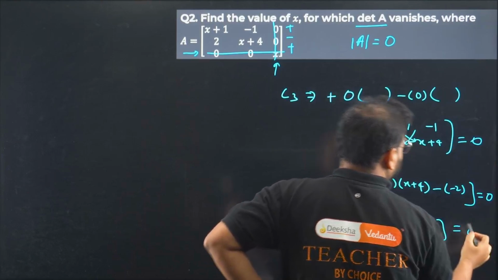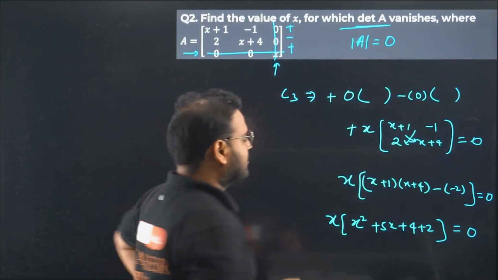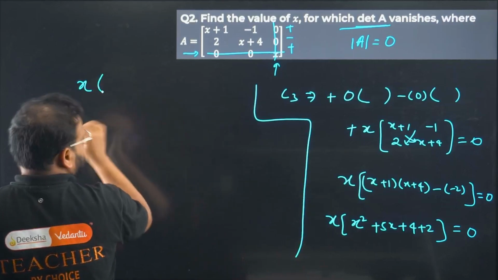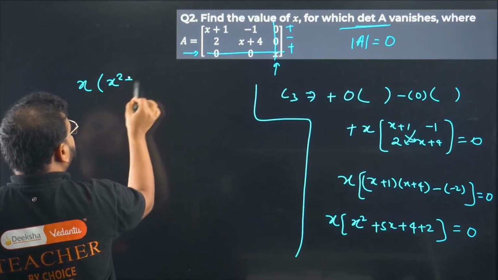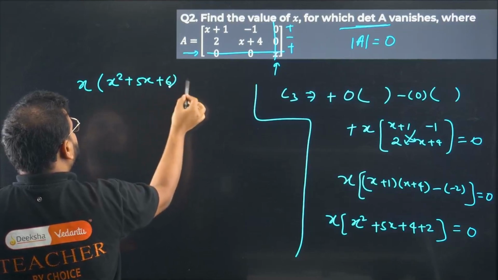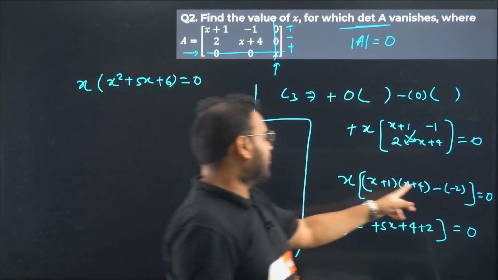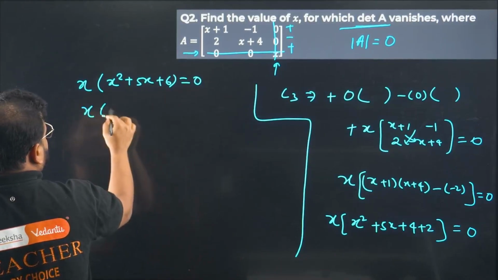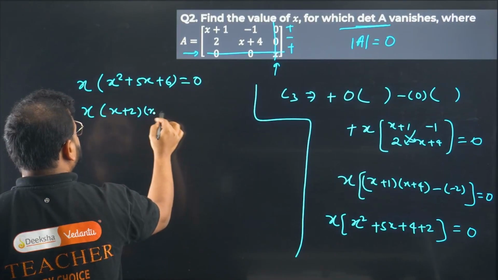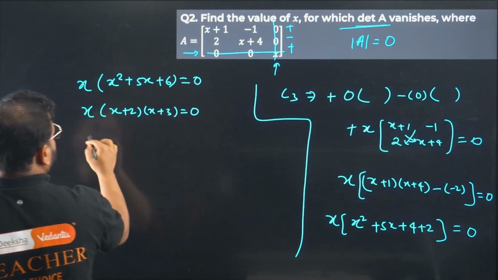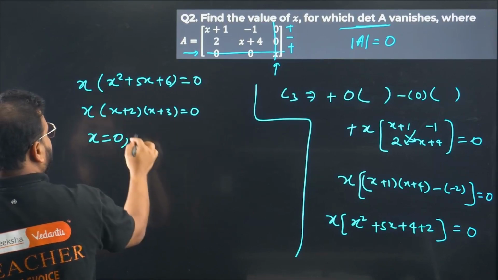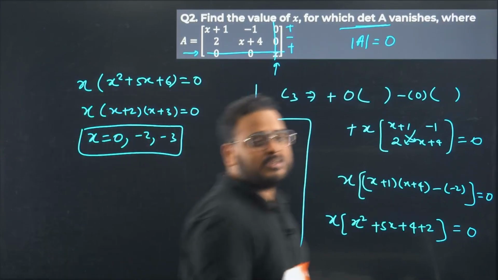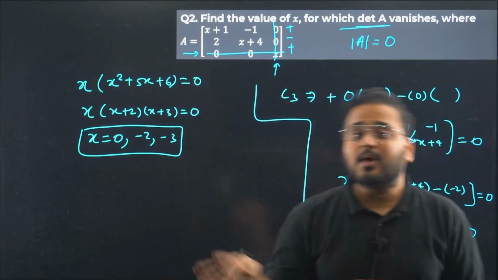How come, sir? They said it vanishes. Final step, what we are getting? We have x outside the bracket, and x square plus 5x plus 6 equals 0. If you want, you can do the multiplication to get the result and factorize it. So we get x plus 2 and x plus 3 as 0. So my value of x is 0, and from here we get minus 2 and minus 3. That's my answer.